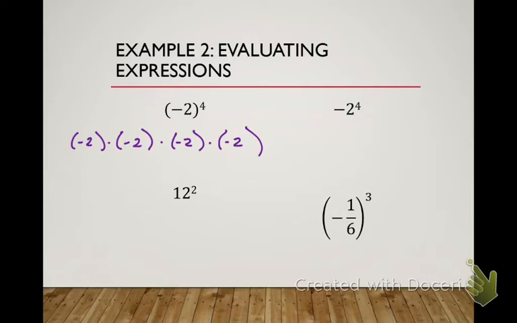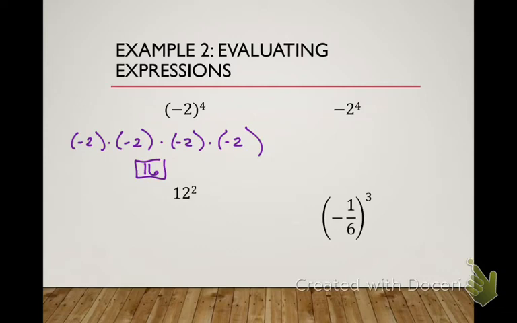So how many negatives did I multiply? 4. So will my answer be positive or negative? Positive. This is an even number of negatives. Even number of negatives is a positive answer. It is positive 16. 2 times 2 is 4. Times 2 is 8. Times 2 is 16. All right?